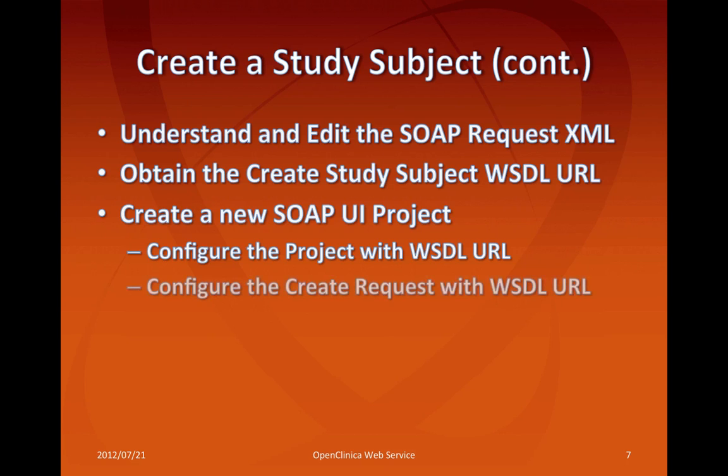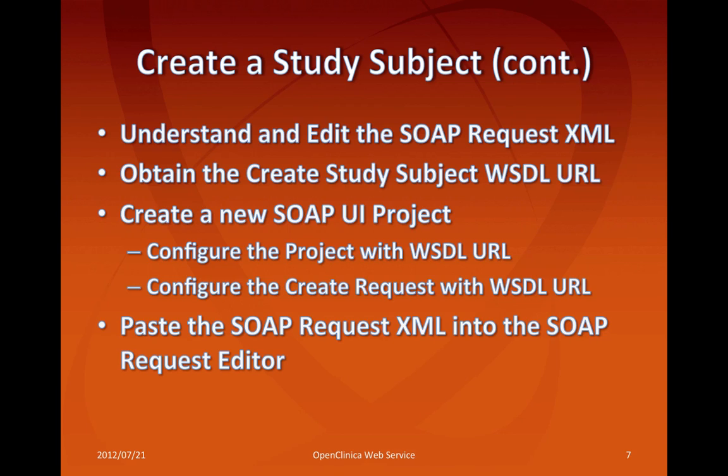Then create a new SoapUI project, configure the project with the WSDL URL, then configure the create request with the WSDL URL. Paste the SOAP request XML that we created into the SOAP request editor. Then run the request. Then we will see if the subject is created properly. Let's begin.